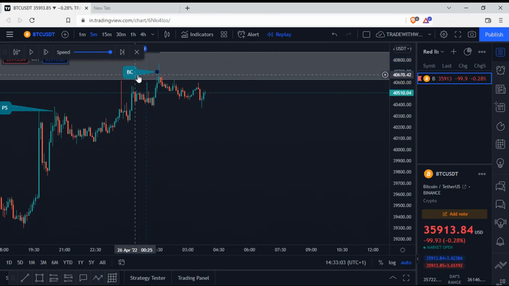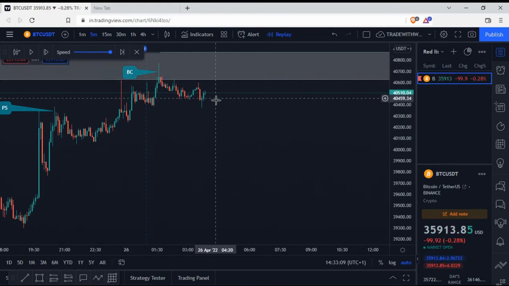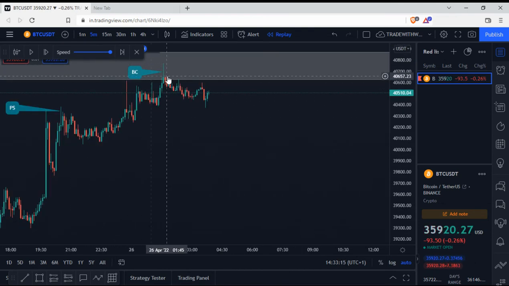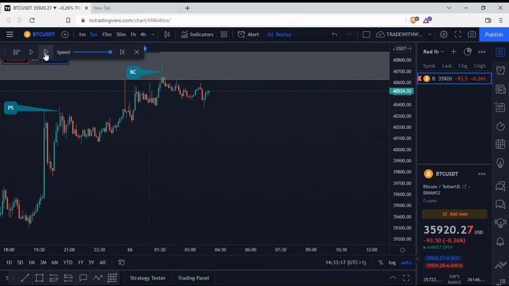Okay, so now this is the buying climax, the highest buying point before the market started selling. You can see there's a selling point here, but the market didn't tap into the POI. This is the tap into the POI. Okay, now let's keep moving.